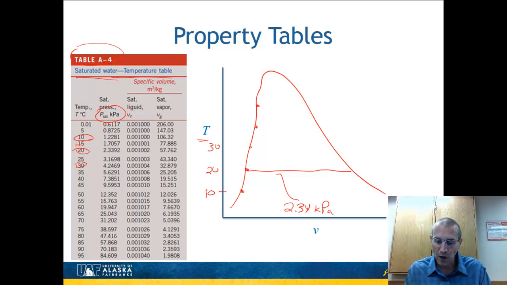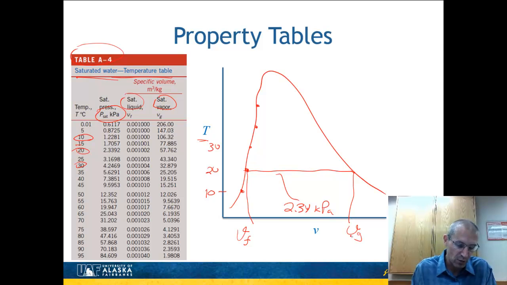Now the next two columns give me the saturated liquid and saturated vapor volumes. So this one here is saturated liquid, which is given the symbol V sub F. And then this value here is of the saturated vapor, which is given the symbol V sub G. So again, looking at the 20 degree line, I see my value of V sub F is about 0.001, and my value for V sub G is about 57.7.